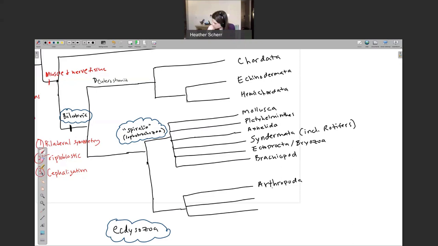Arthropoda is very diverse. You can see the groupings on the lecture notes or in the table.